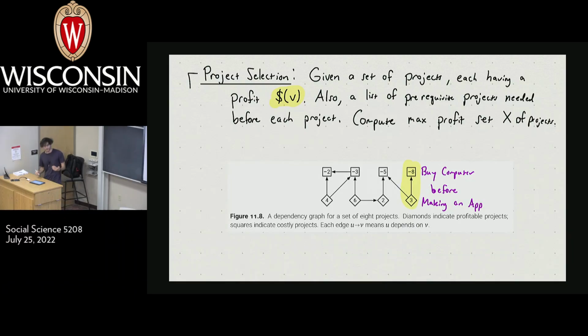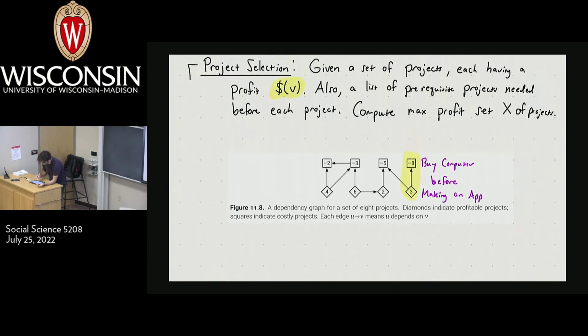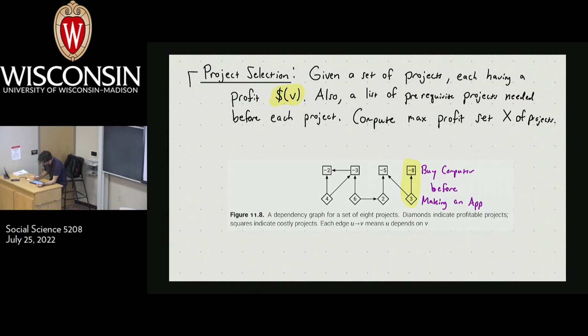The goal is to pick a set X of projects with maximum profit such that each prerequisite is satisfied. So if you pick project 4, you have to also pick -2 and -3. You have no choice. So it's a very natural problem. The question is, how do we solve this, if we're given this graph as the input, this dependency graph?